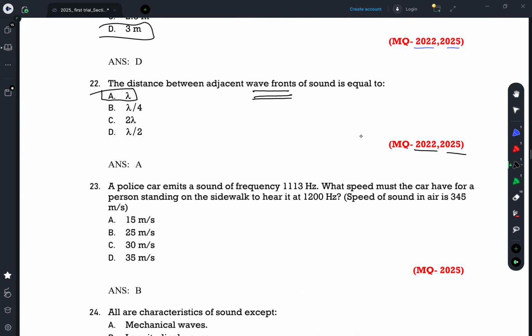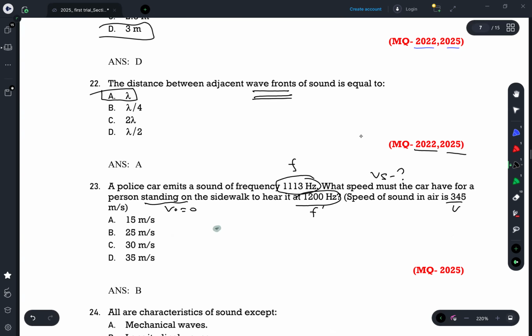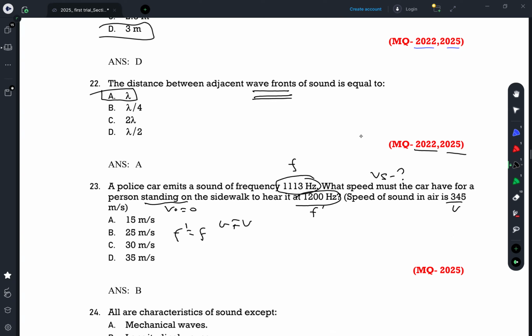A police car emits a sound of frequency 1113 hertz. This is the F. What speed must the car have? So source speed is the question. The car is the source. For a person standing, the observer is 0. To hear it at 1200, again, F prime is going to be 1200 hertz. Speed of sound will be given. So the equation for calculating F prime, let me write it here: F prime is equal to F times (V plus minus Vo) divided by (V plus minus Vs).